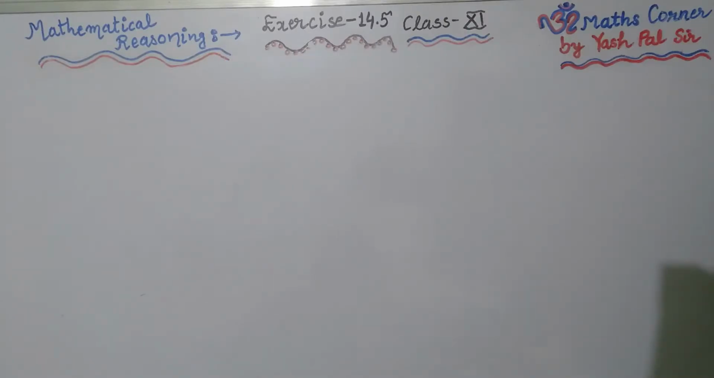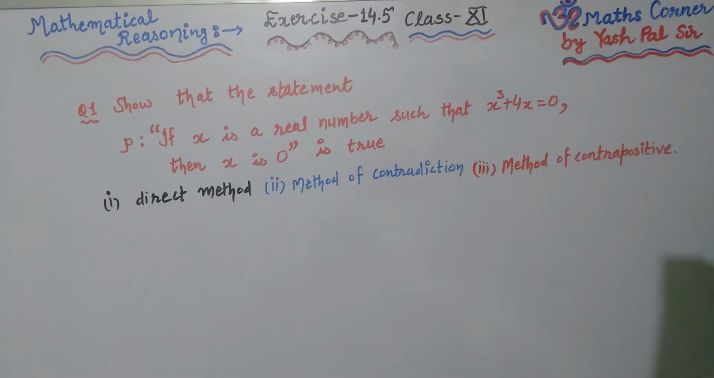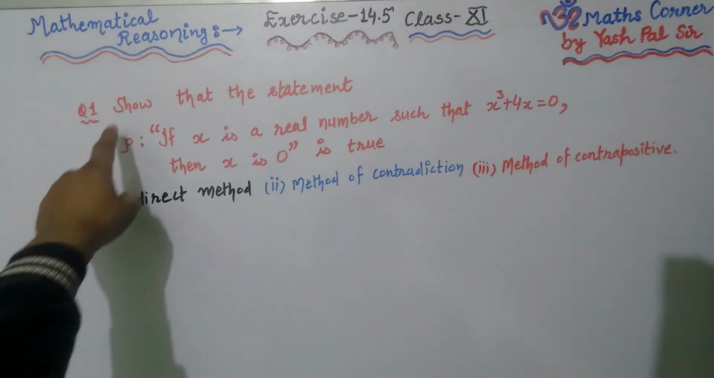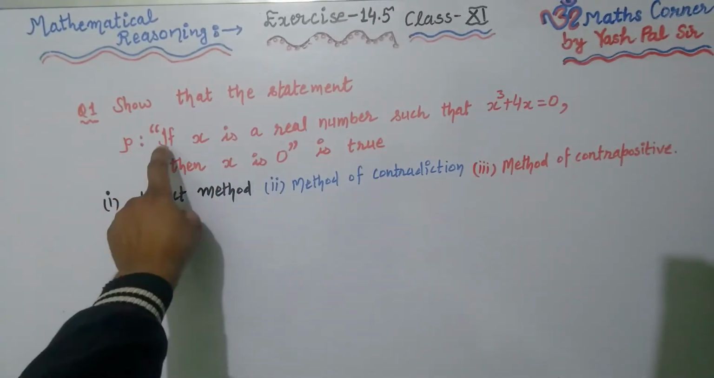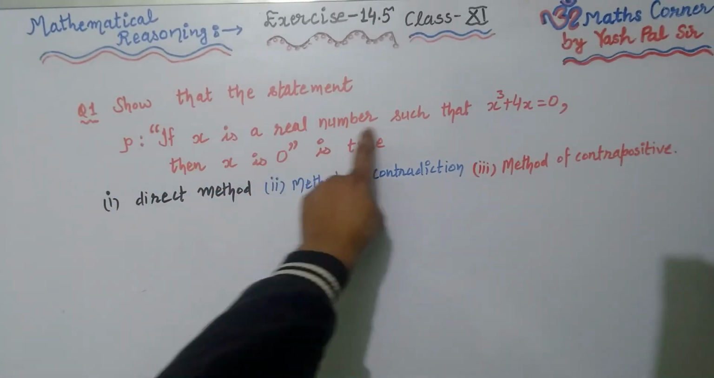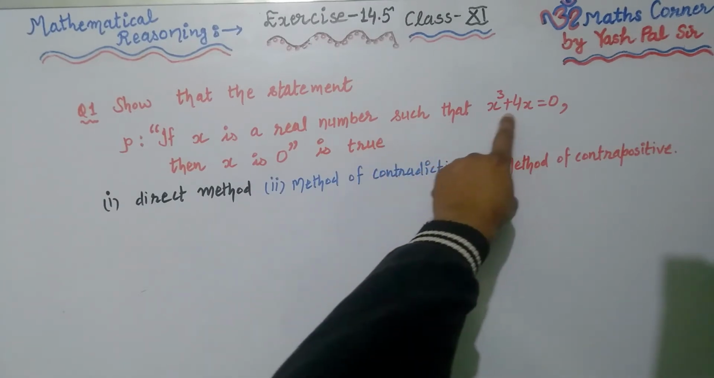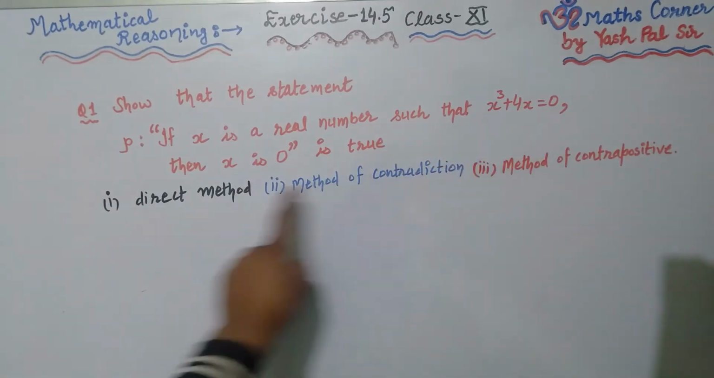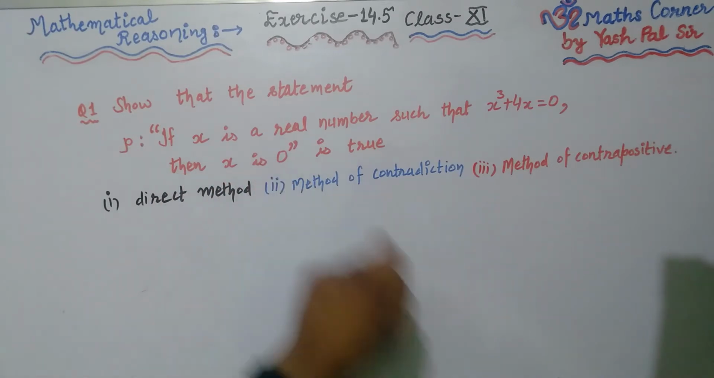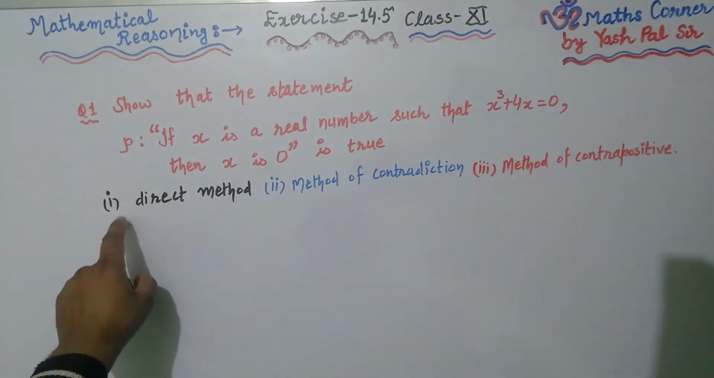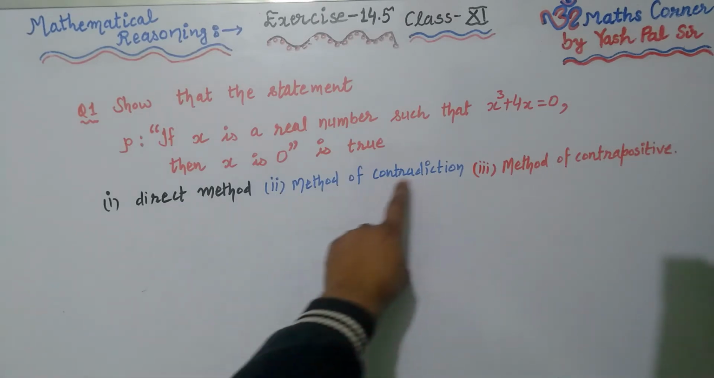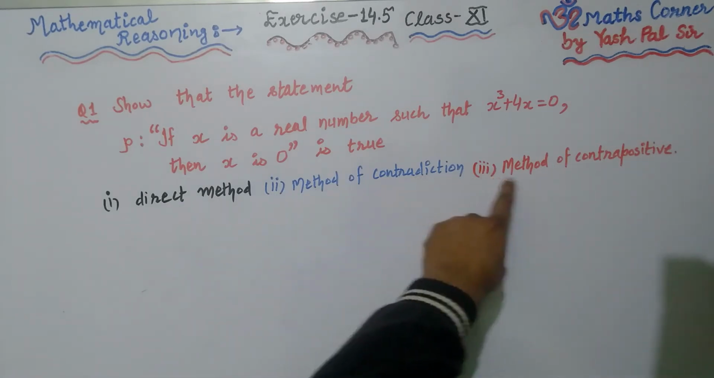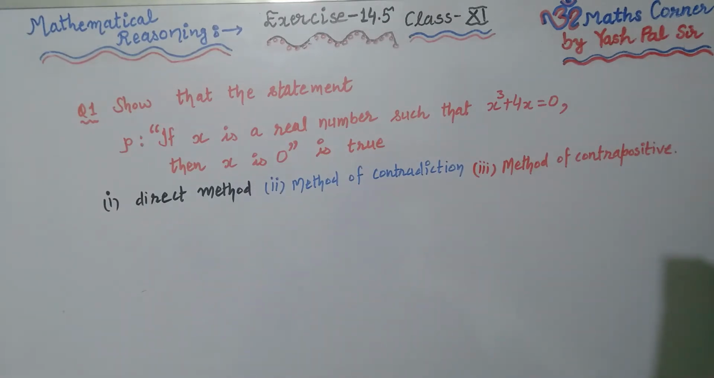The very first question of the exercise: show that the statement P, if x is a real number such that x power 3 plus 4x is equal to 0, then x is 0, is true. Number 1, direct method. Number 2, method of contradiction. Number 3, method of contrapositive. So one by one we shall discuss these methods.